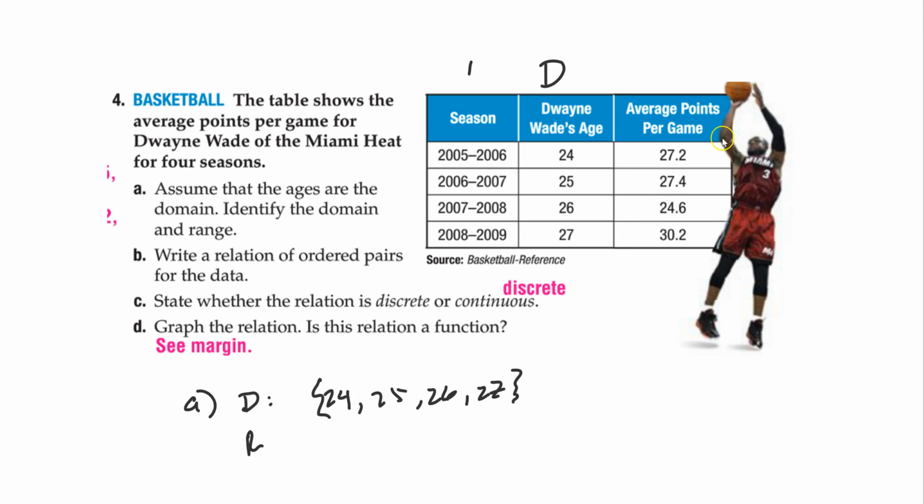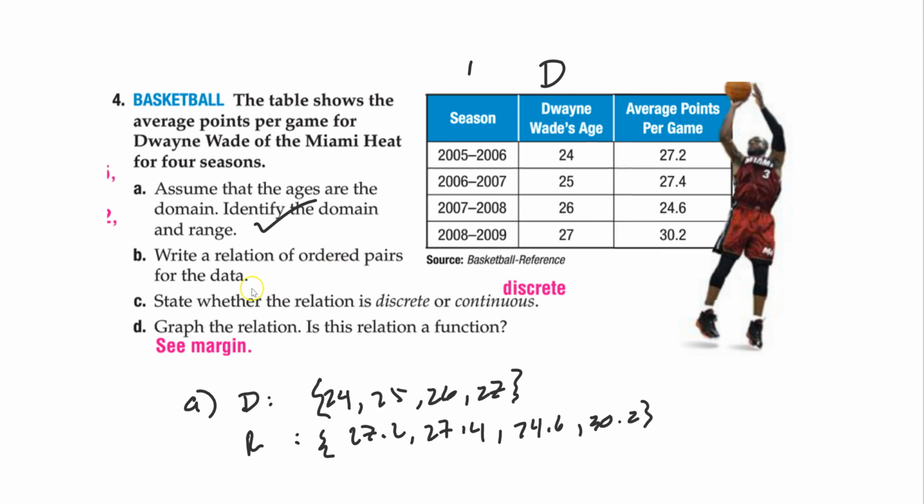The range was 2 points per game. Notice I did it with curly brackets because I'm listing stuff out, so I always do the curly brackets when I do a list. 27.2, 27.4, 24.6, and 30.2. So done.